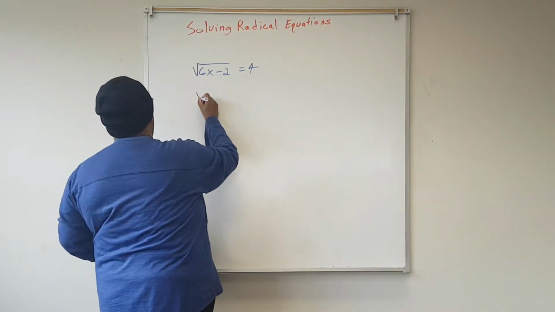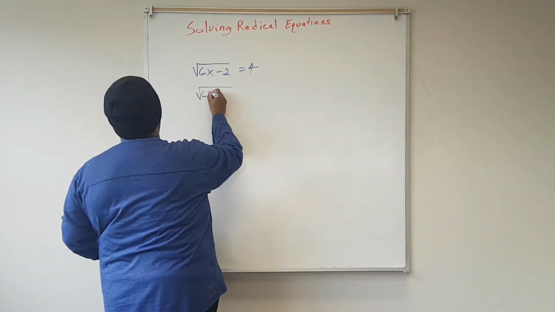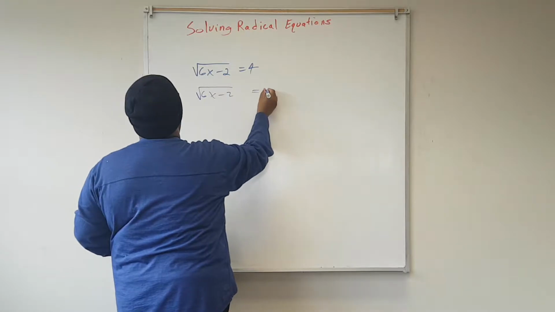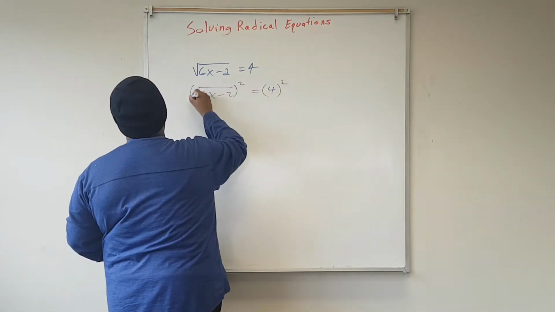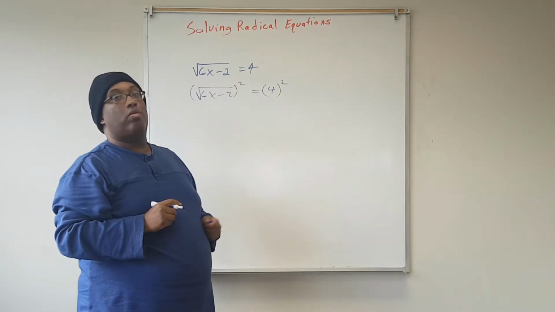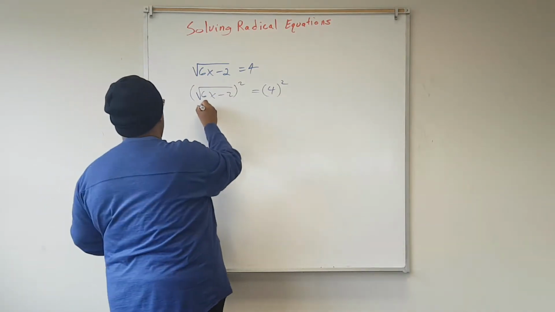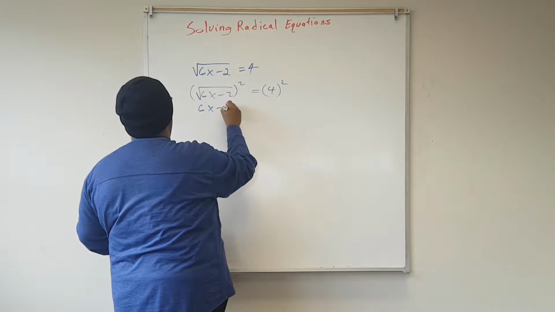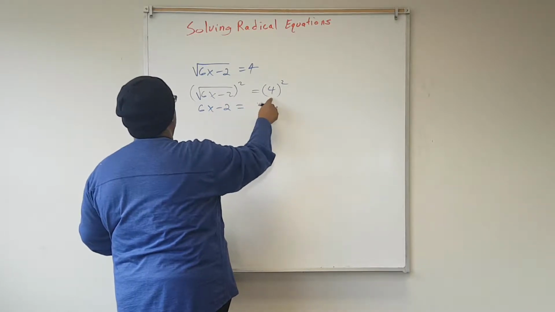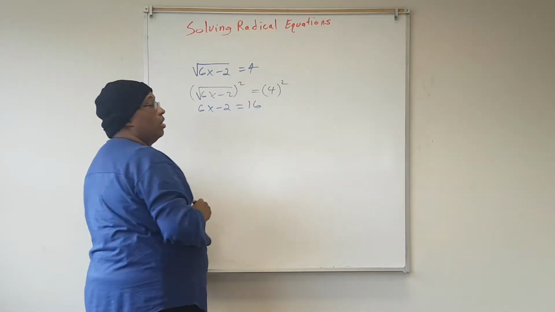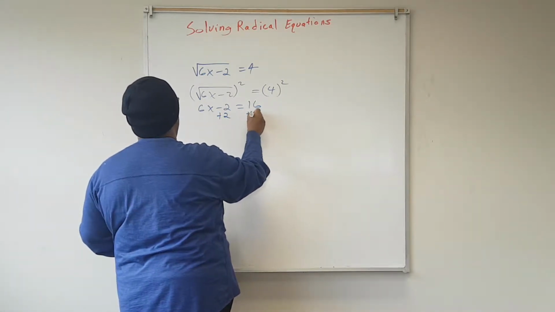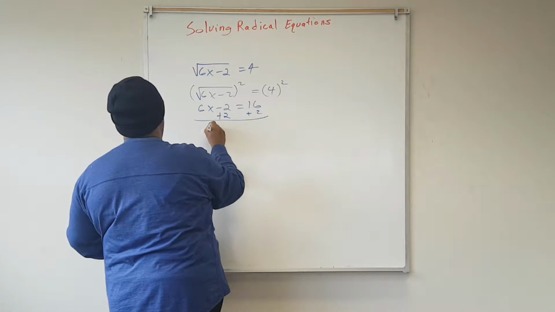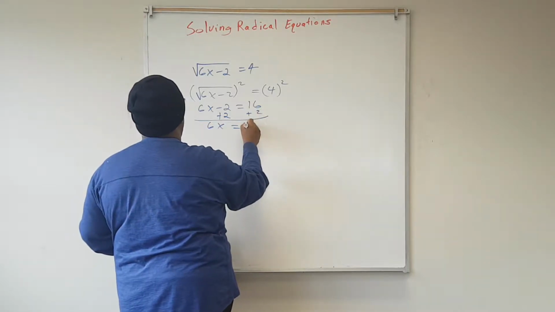So we have the square root of 6x minus 2 equals 4. But we need to square both sides to cancel out the square root. That gives us 6x minus 2. 4 squared is 16. We need to add the 2 to isolate the 6x. That gives us 18.